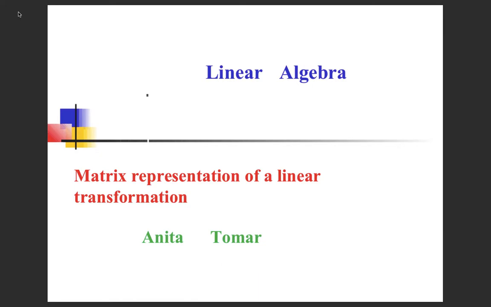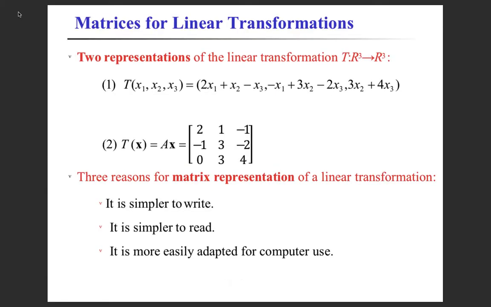Good morning. Today we will study matrix representation of a linear transformation. In usual notation, the linear transformation T from three-dimensional real space to three-dimensional real space is denoted as T(x1, x2, x3) = (2x1 + x2 - x3, -x1 + 3x2 - 2x3, 3x2 + 4x3).